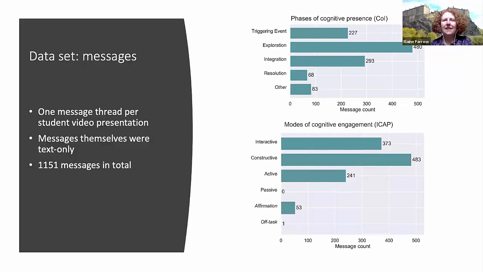Looking at the modes of cognitive engagement from the ICAP framework, we see quite a lot of interactive and constructive messages here. And we see there are no passive messages at all, because passive in the context of a discussion forum would mean reading a message without responding. And we didn't have access to the log data to show when people had clicked to read a message without writing something in response. We're only analysing the messages that were actually sent. And again, you'll notice that there's only one off-task message in this particular data set. The students were really motivated here. Contribution to this discussion forum counted towards their grade, so there wasn't much chat.